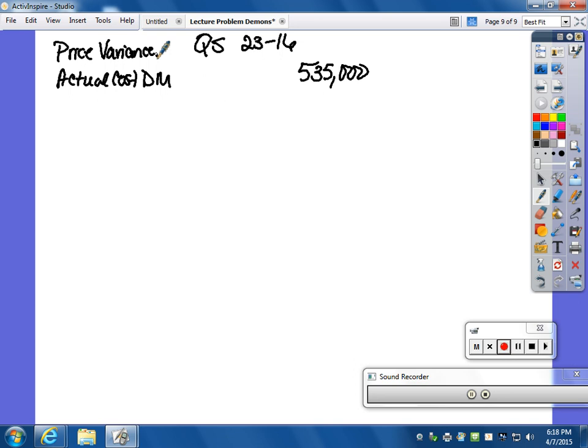Actual quantity times what? Actual price. No, standard price, the one in the middle. Actual quantity times standard price. How much was your actual quantity? 60,000. The quantity you use is direct material. 300,000 pounds.